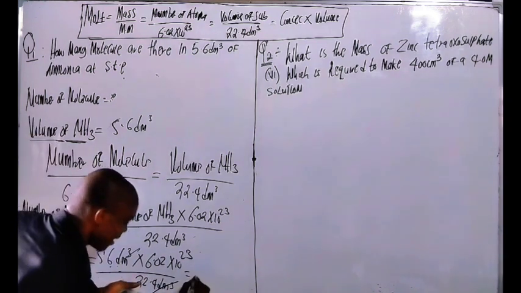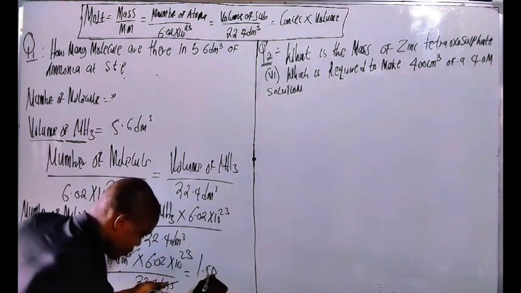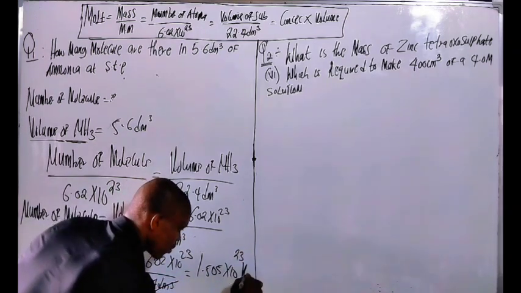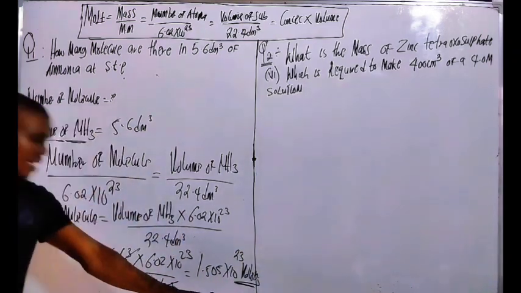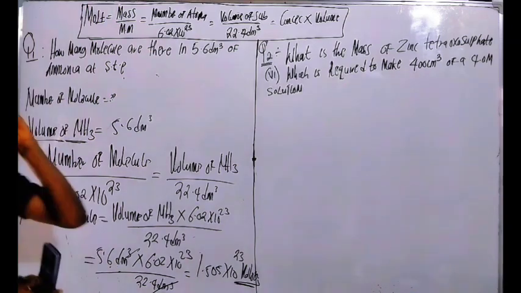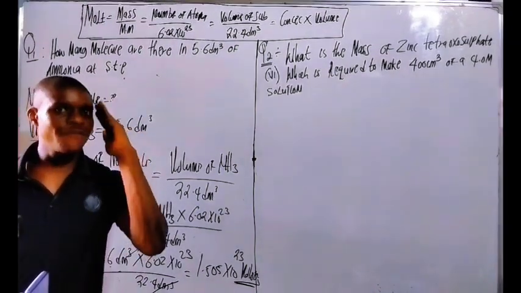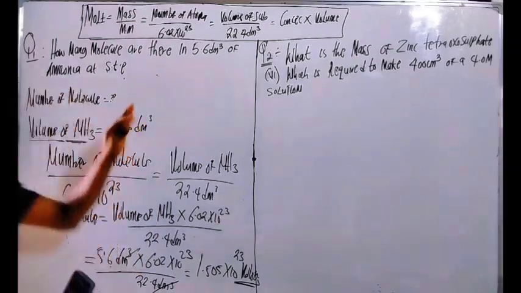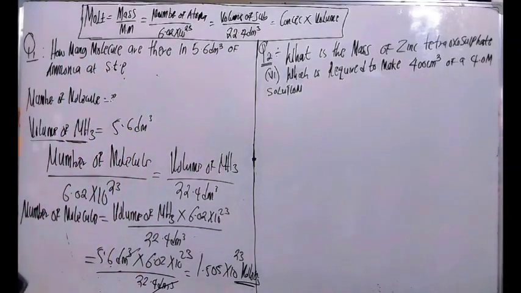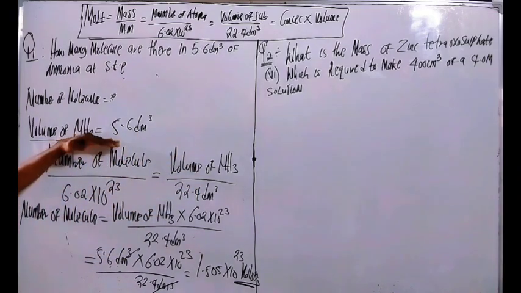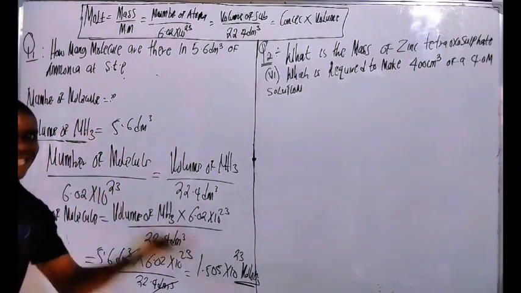So the answer is 1.505 exponential 23 molecules. As easy as that. Do you understand? So it depends on the question. The question will tell you what formula to apply. From the question here, they say number of molecules, right? That's why you pick out this one here. Now they give us volume of NH3 at STP, so that's why we use this one here. So make this guy the subject of the formula, and you get what you want. As easy as that.